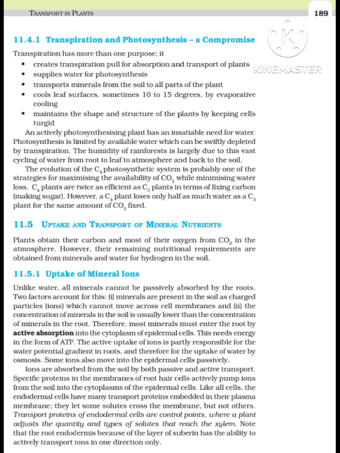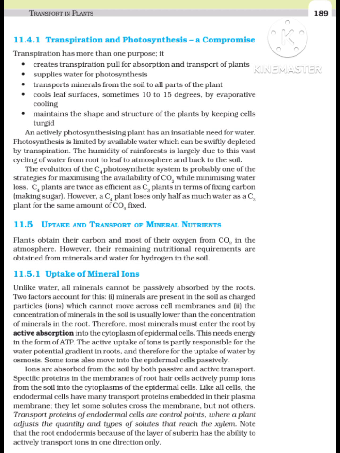1.5.1 Uptake of mineral ions. Unlike water, all minerals cannot be passively absorbed by the roots. Two factors account for this. 1. Minerals are present in the soil as charged particles, ions, which cannot move across cell membranes, and 2. The concentration of minerals in the soil is usually lower than the concentration of minerals in the root.